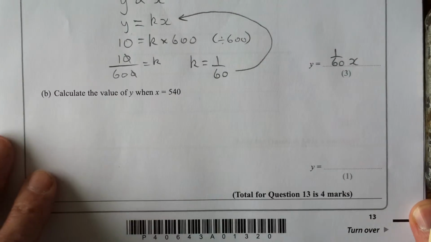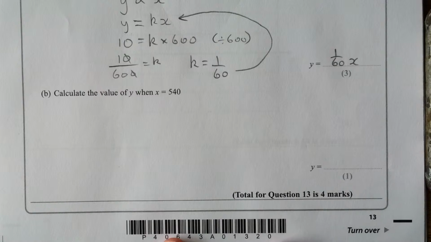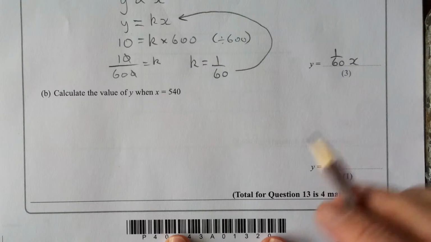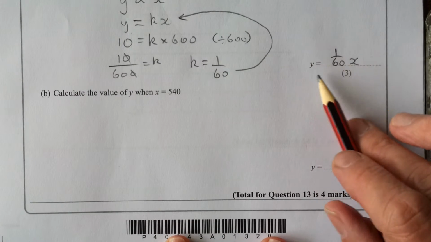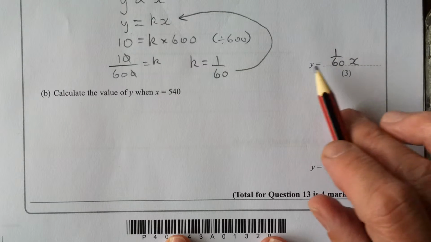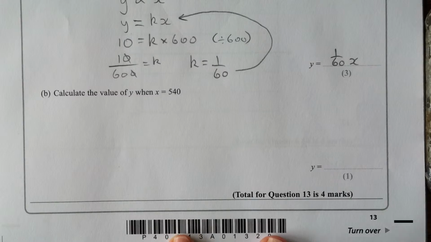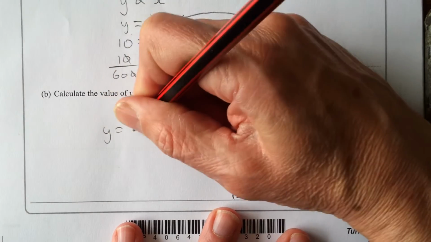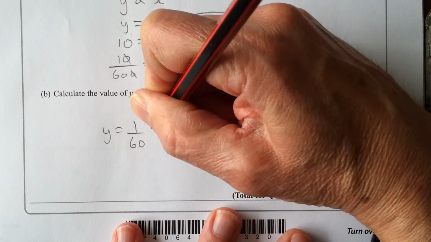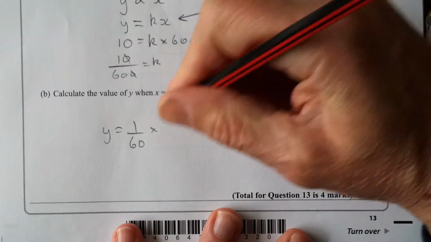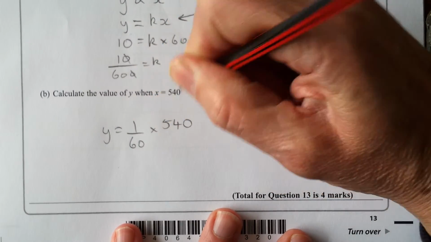Now the second part says calculate the value of y when x equals 540. Now all we need to do is use this formula that we've just found out, and if you see, if we substitute x in, y is the only unknown. So we put down y equals 1/60th multiplied by x, which is 540.